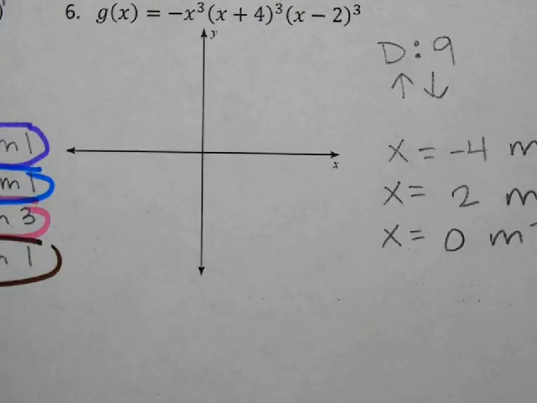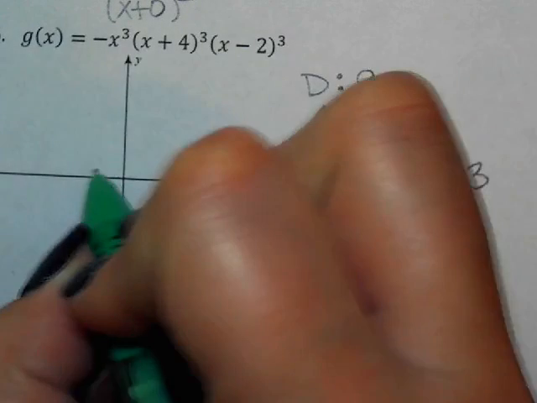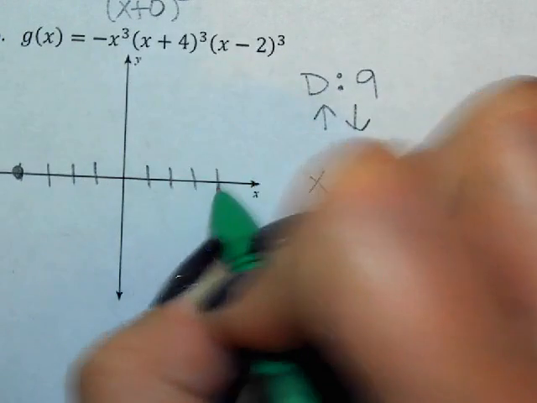All right. So 1, 2, 3, 4. 1, 2, 3, 4, 2, 0. Up, down. Yes.